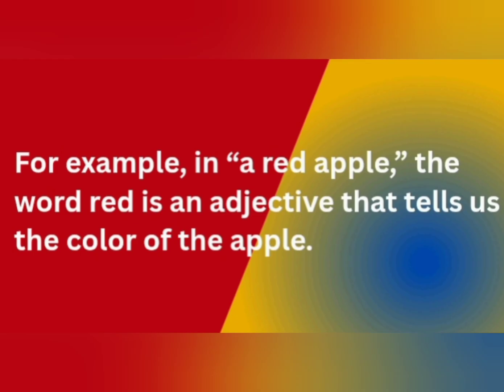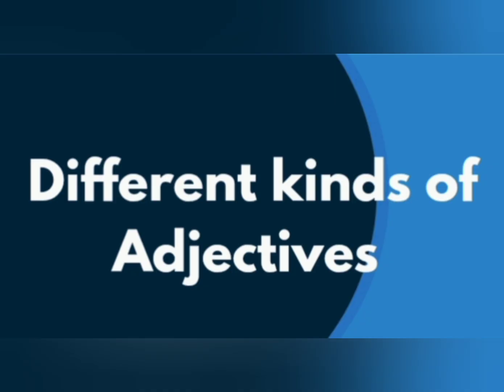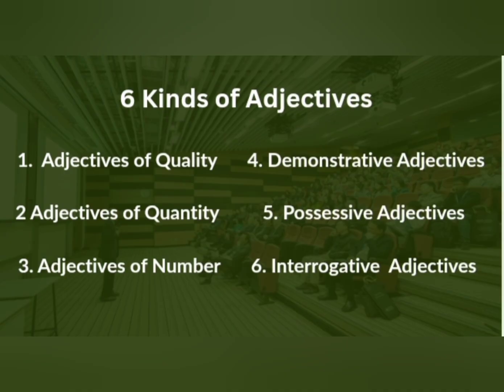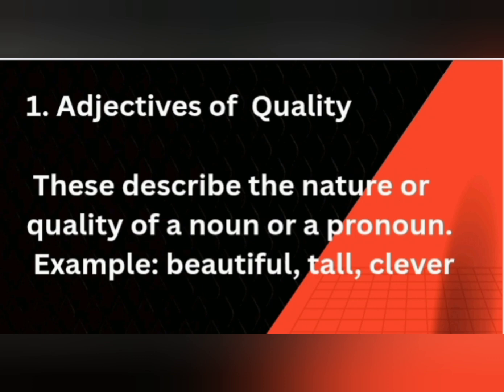Now let's come to different kinds of adjectives that we have in English grammar. There are mainly 6 kinds of adjectives. What are they? They are adjectives of quality, adjectives of quantity, adjectives of number, demonstrative adjectives, possessive adjectives and interrogative adjectives.